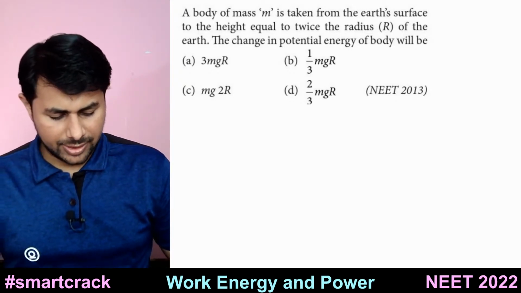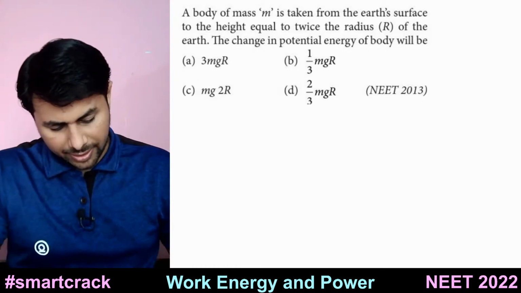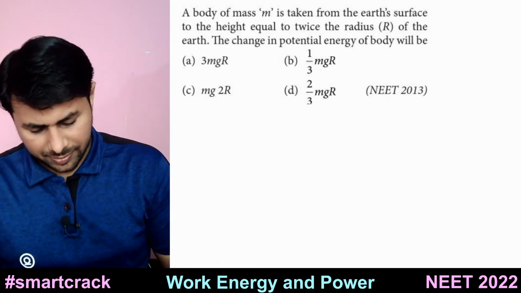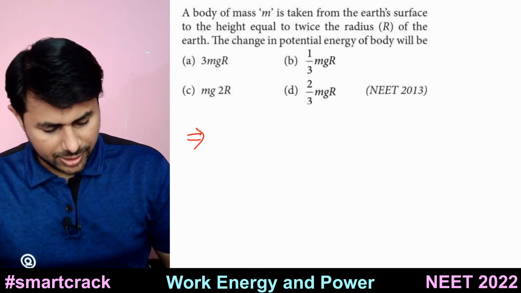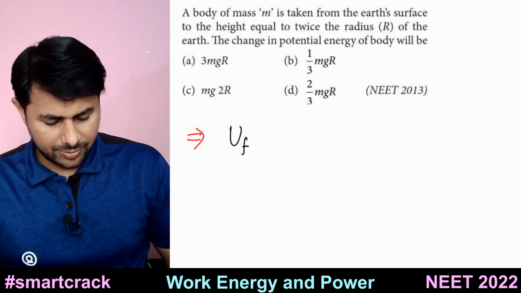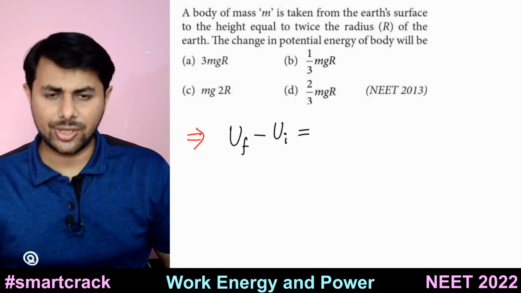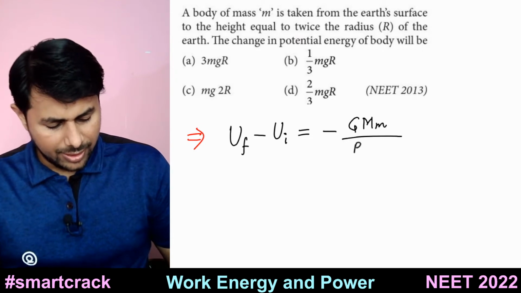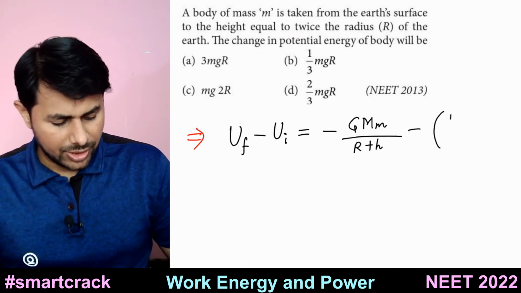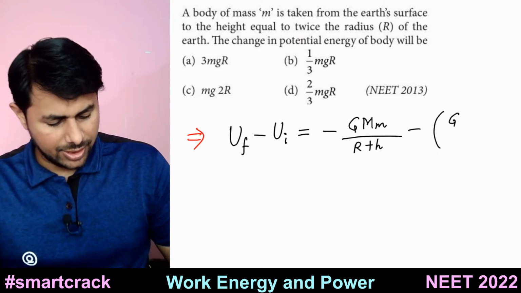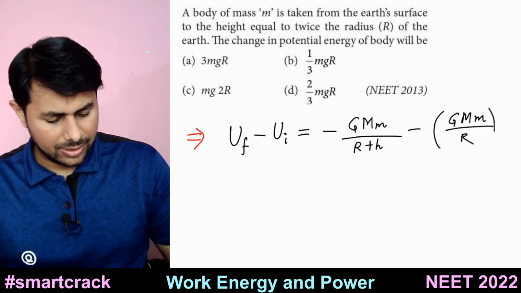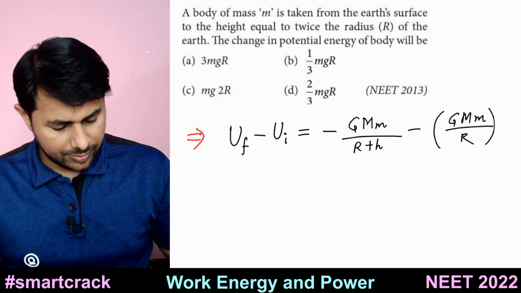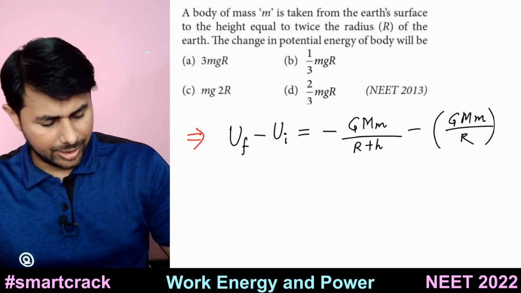A body of mass m is taken from Earth's surface to a height equal to twice the radius r. Okay, the change in potential energy. This is a direct question. So what will be the change in potential energy? Potential energy at the final point minus potential energy at the initial point. So the potential energy at the final point is Gmm divided by r plus h, minus the potential energy at the initial point, which is Gmm divided by r, because initially it is on Earth's surface.